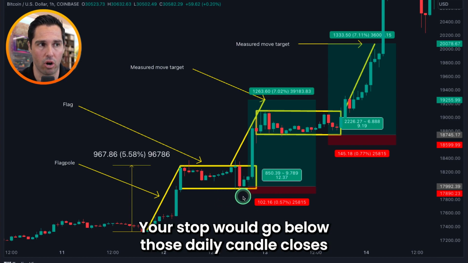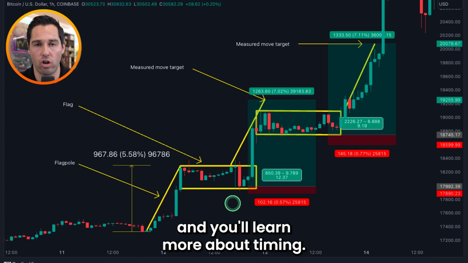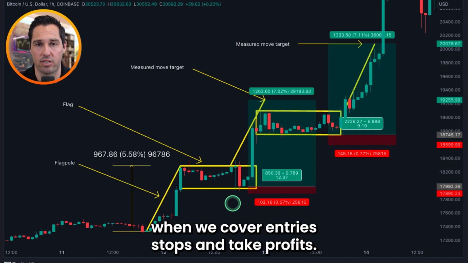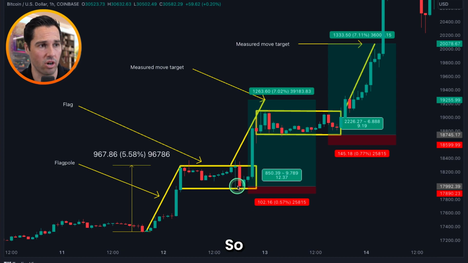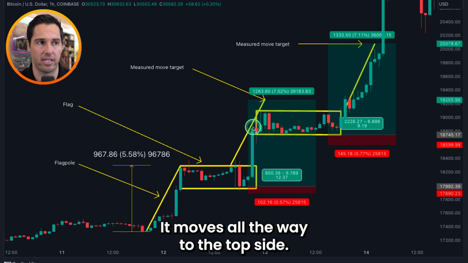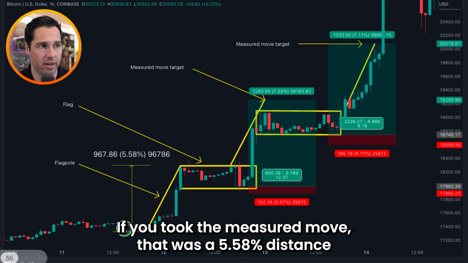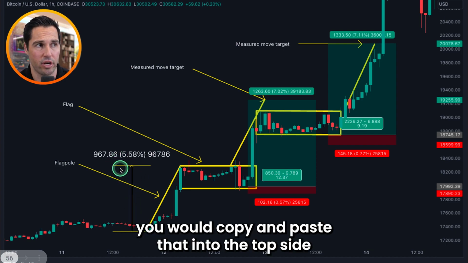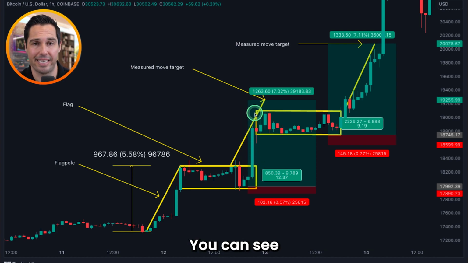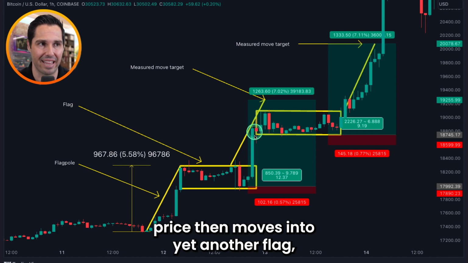Your stop would go below those daily candle closes, and you'll learn more about timing that entry on a future lesson when we cover entries, stops, and take profits. So price then proceeds to move onwards and upwards in one major expansive candle. It moves all the way to the top side. If you took the measured move, that was a 5.58% distance from the bottom to the top. You would copy and paste that into the top side, and that gives you the measured move of the flag breakout.